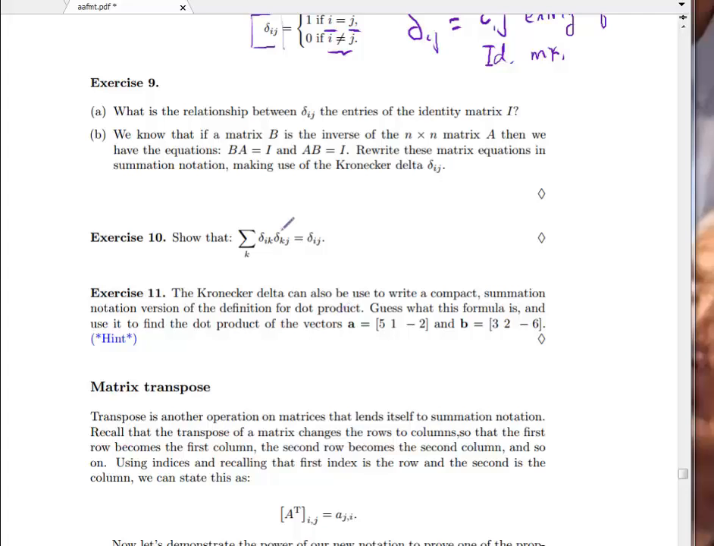Now, this is an interesting problem: to show that delta ik times delta kj equals delta ij. There are a couple ways you can do it. You could do it directly, or you could use matrix multiplication. You have to think, what matrix multiplication does this correspond to? And the hint is that delta corresponds to the ijth entry of the identity.